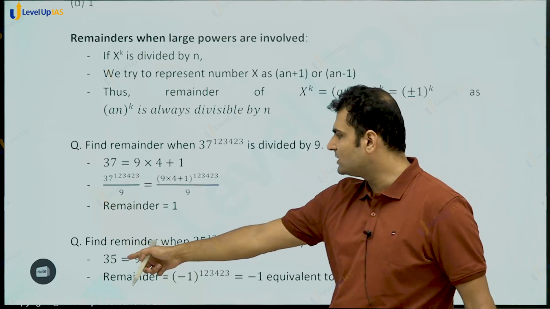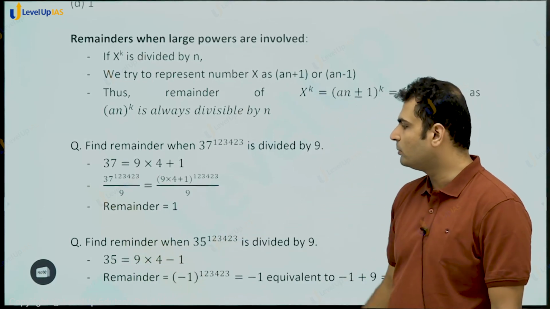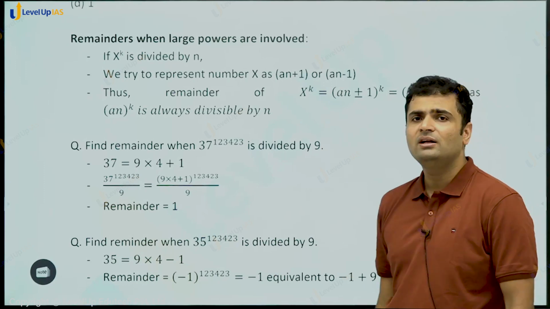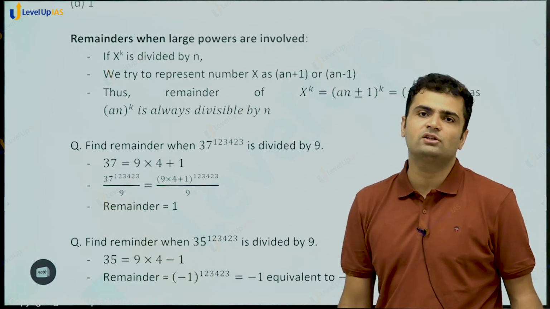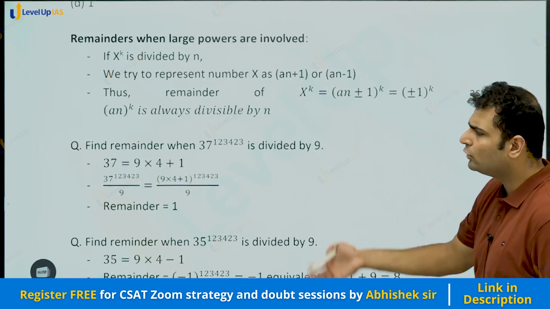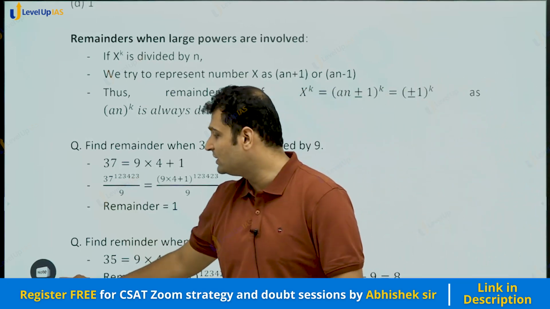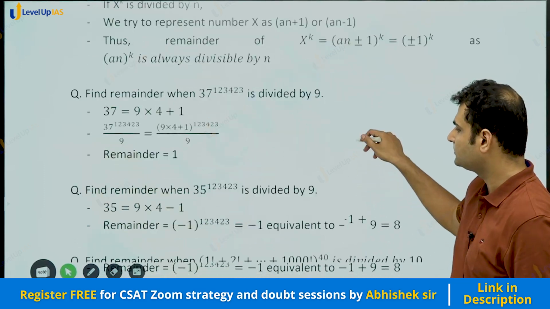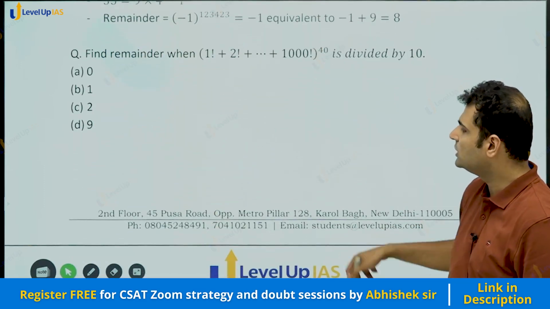अगर वो माइनस वाला चीज है 35 है व्हिच इज 9 into 4 minus 1, तो रिमाइंडर इज -1 to the power this thing which is -1. -1 तो रिमाइंडर होता नहीं, -1 मतलब 9 minus 1, डिवाइजर -1, तो रिमाइंडर इज 8. Read through this, it is not that important, it is additional information if some of you want it. I'm just going to skip through this.